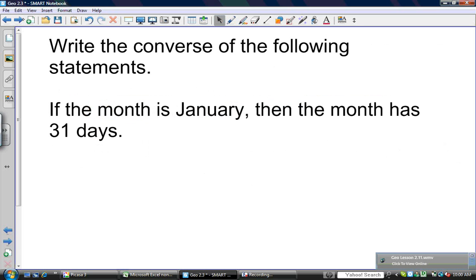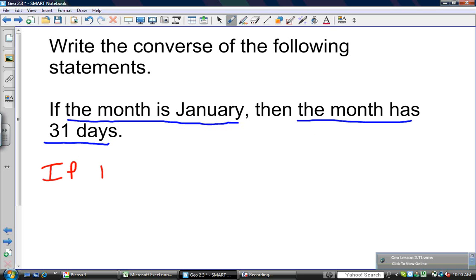Write the converse of this statement. If the month is January, then it has 31 days. So we have January and 31 days here and here. So this one, there is no pronoun, so we can just switch those two and we're done. So we can say if the month has 31 days, then the month is January.